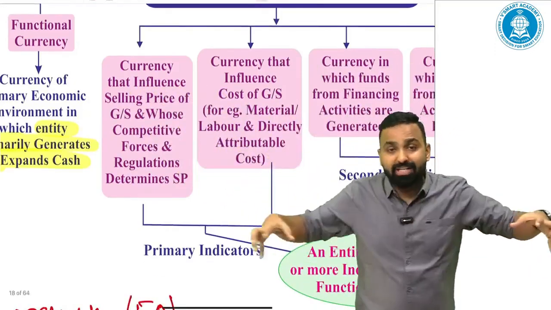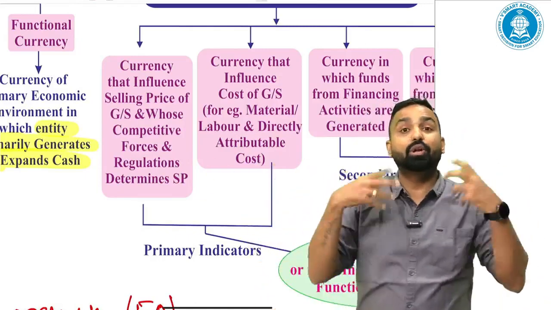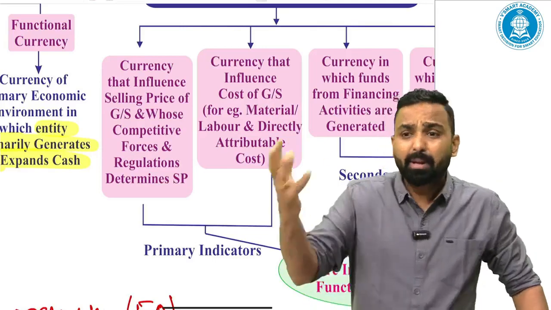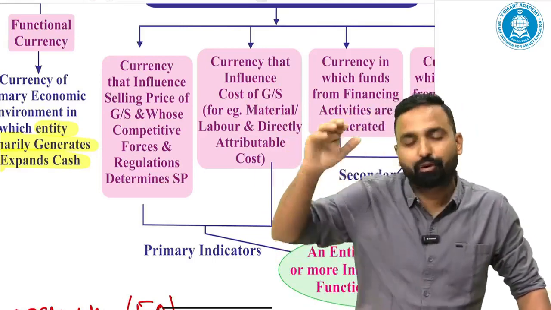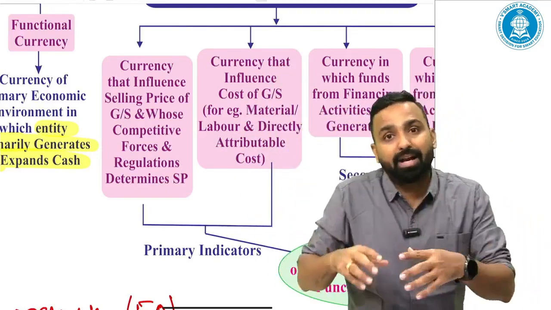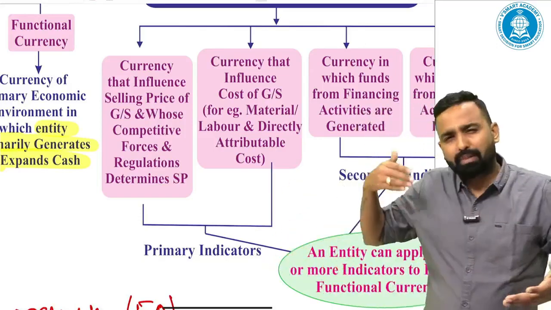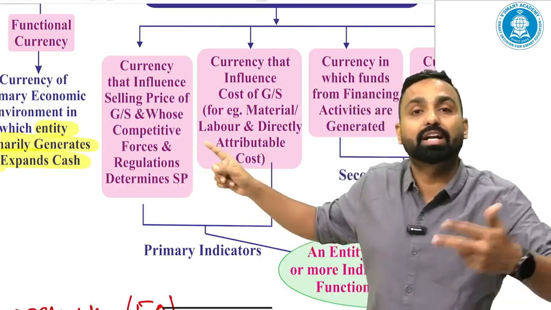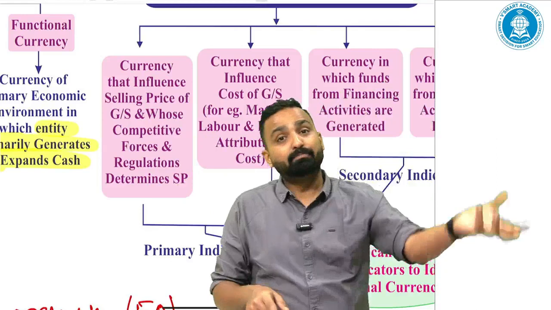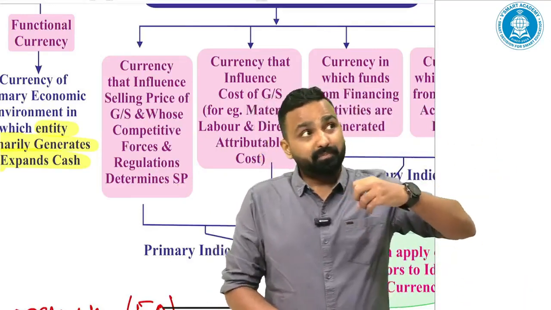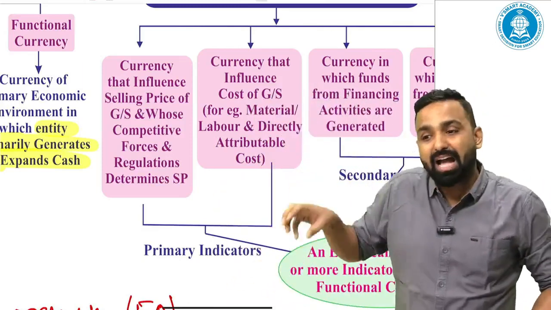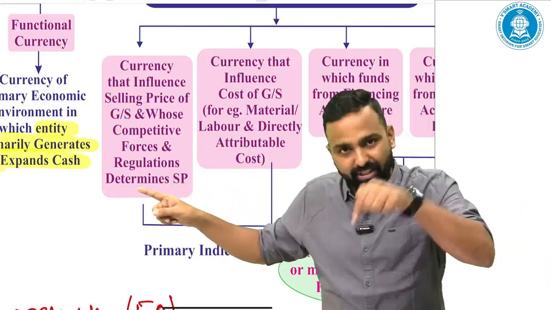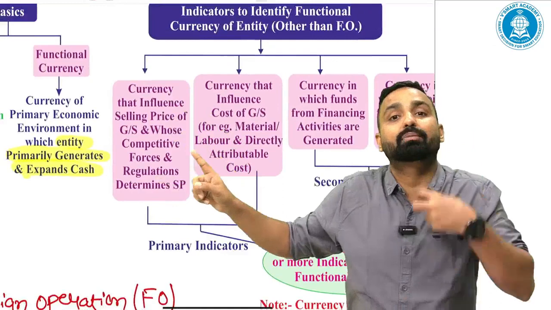Or which country's competitive forces, competition, or regulations decide the selling price of your goods and services? Consider the example of petrol. The Indian government imports crude oil, majorly from Arab countries, but that oil is sold in India in the form of petrol, diesel and other petroleum products. The regulations of India determine the selling price of petrol and other petroleum products. So even though we import it from Arab countries and purchase it in dollars, the selling price is decided by the Indian government considering regulations of India. So Indian regulations determine the selling price, and my functional currency is only the Indian currency. Understood or not? This is the first indicator you should consider for determining your functional currency.